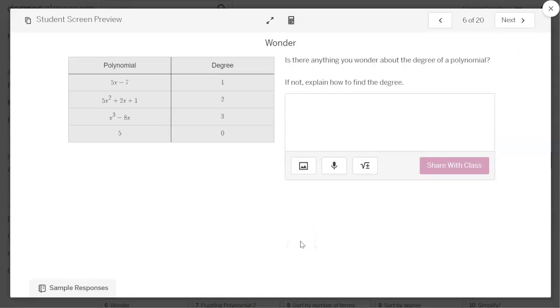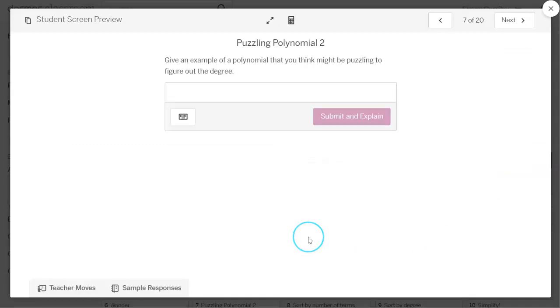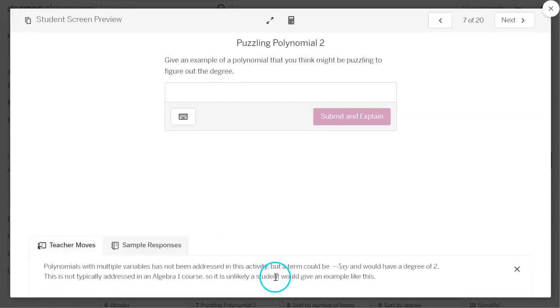And this one, is there anything you wonder about the degree? Explain how to find the degree. Give an example of a polynomial you think might be puzzling to figure out the degree. And in this one, I did include a little bit about the polynomials with multiple variables, but I sort of doubt they're going to come up with one like that.